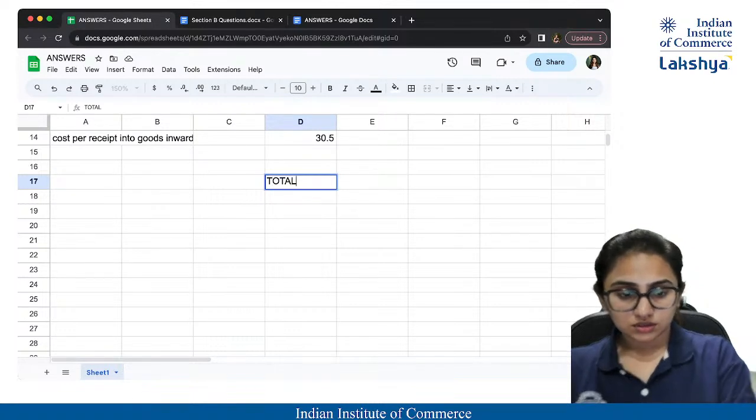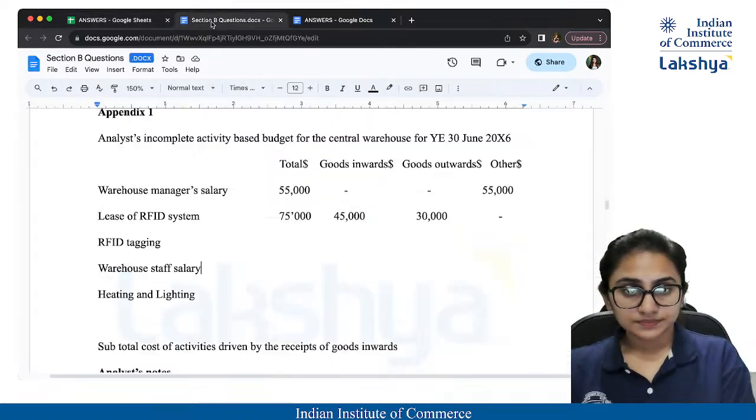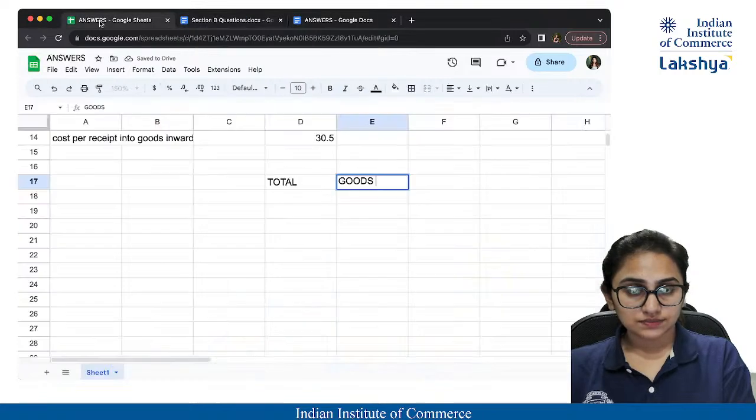Total, goods inward, inwards, outwards, others.